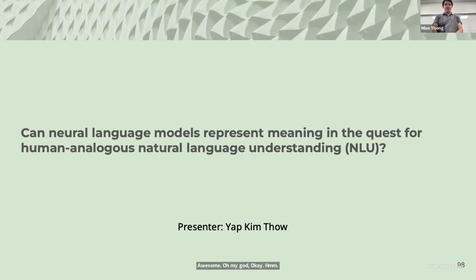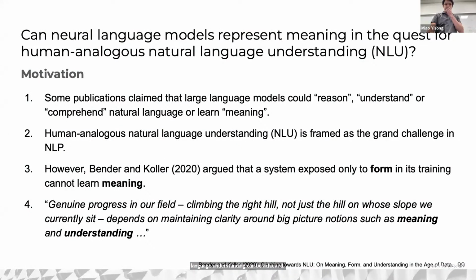The topic that I'm going to talk about today is whether neural language models can represent meaning such that human-analogous or human-level natural language understanding can be achieved. The paper that talks about this is motivated by claims in some papers that large language models could reason, understand or comprehend natural language, or learn meaning. If you can do all this, that means you would have achieved human-analogous NLU. So the author framed this as the grand challenge in NLP.